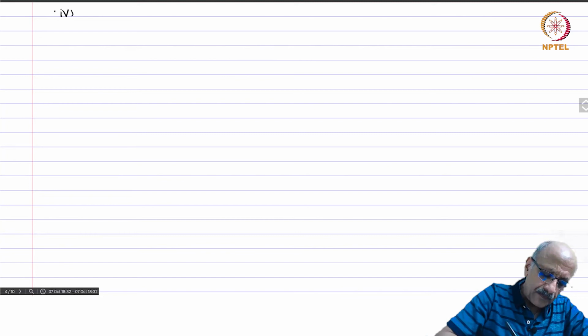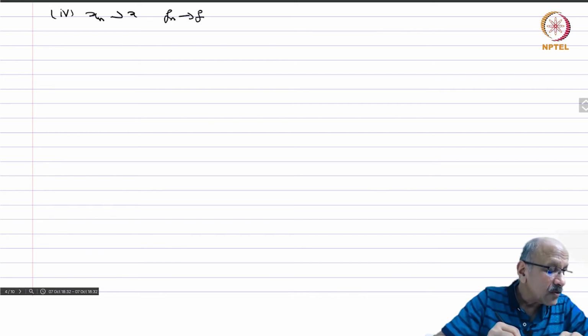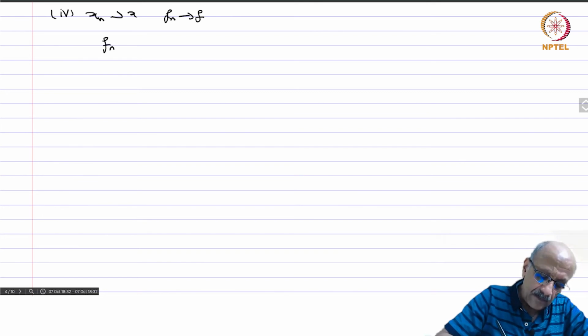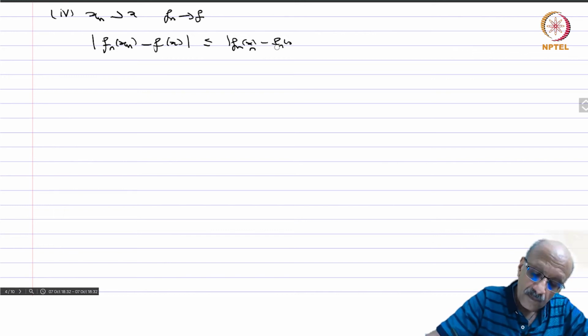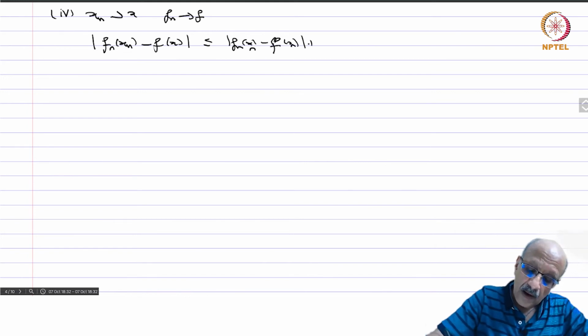And fourth one, so we have xn goes weakly to x and fn goes to f in norm in V star. So we want fn of xn minus f of x. This is less than or equal to mod fn of xn minus f of xn, plus mod f of xn minus f of x.